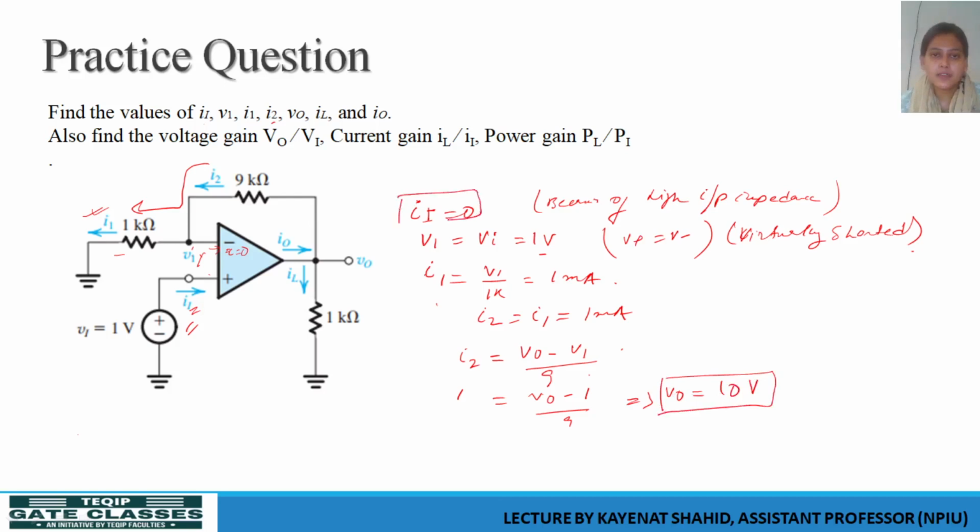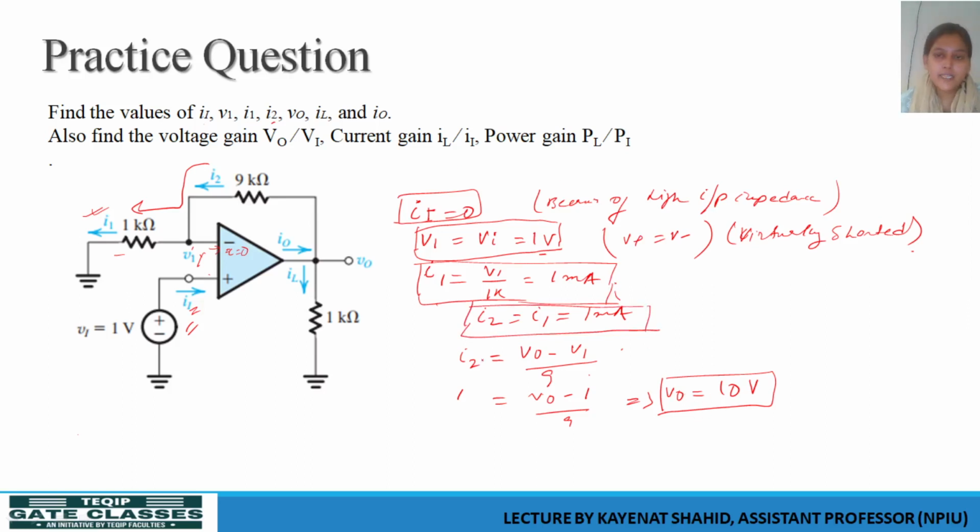This is our one answer. This is our second answer. This is our third. This is our fourth answer, and this is our fifth. VO is 10 volt.